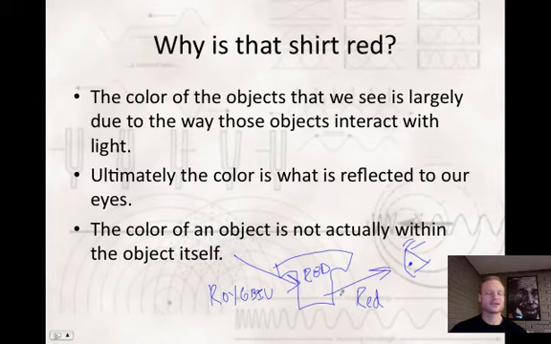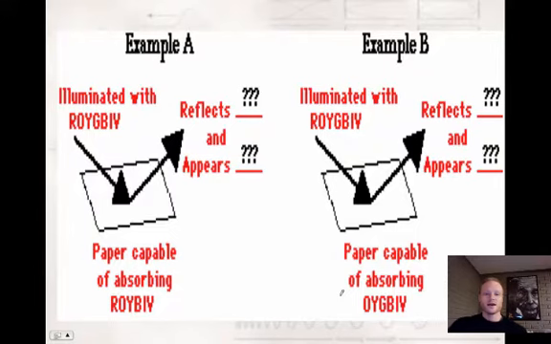Okay, it's not that the shirt itself decides I'm going to be red today and starts to give off a red color. Remember that the shirt itself is not lighting up. It's only due to light reflecting off of the shirt itself. Okay, so let's do some examples here.